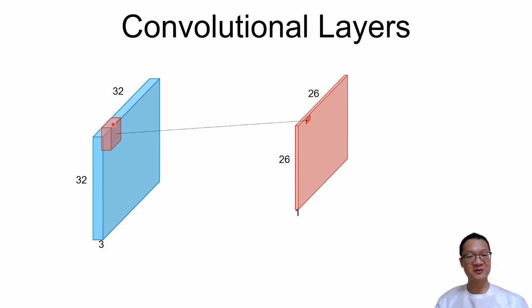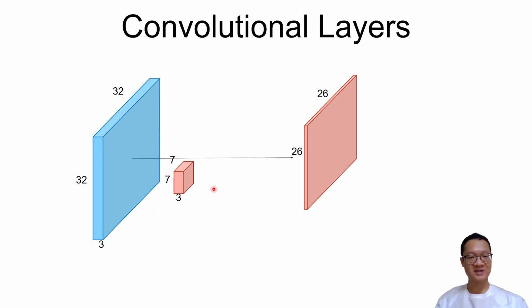So this is with one filter. By sliding along one 7 by 7 by 3 filter, we will be able to obtain in the next layer a matrix that is 26 by 26 by 1. So that's from one filter.